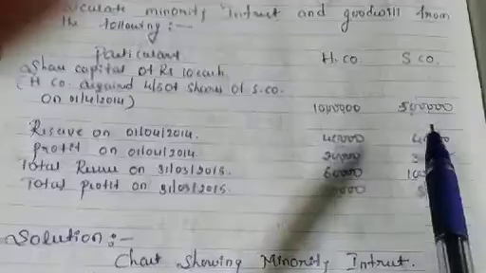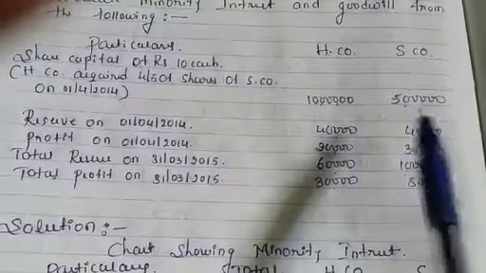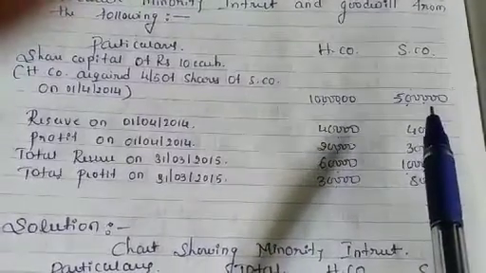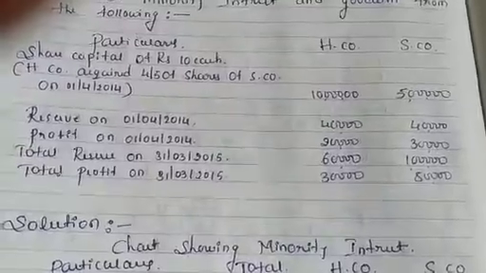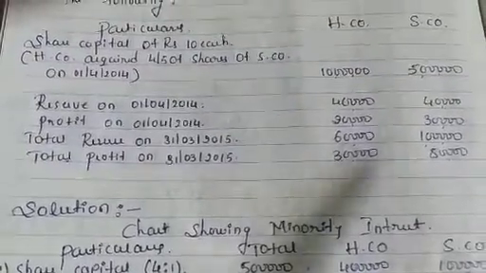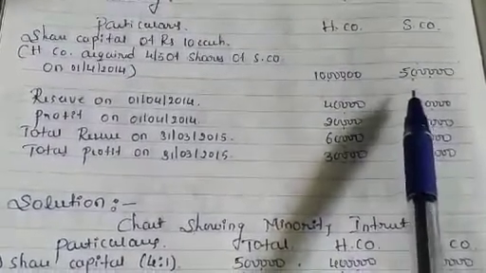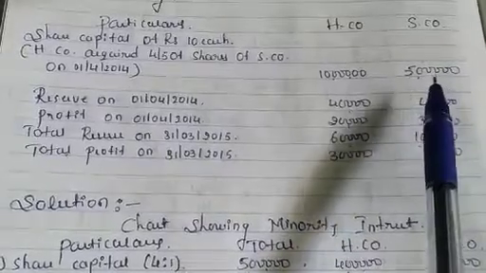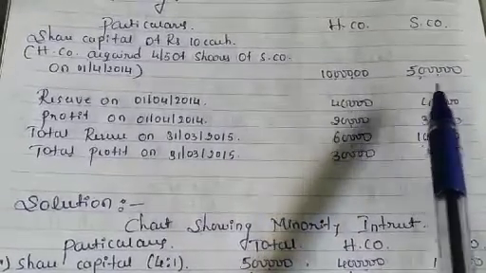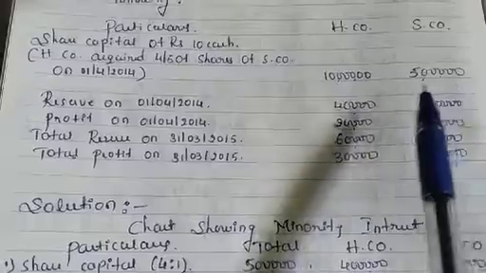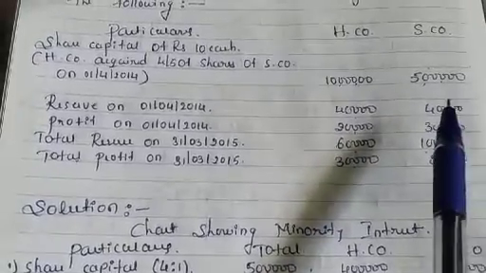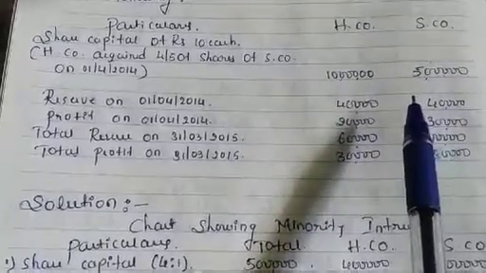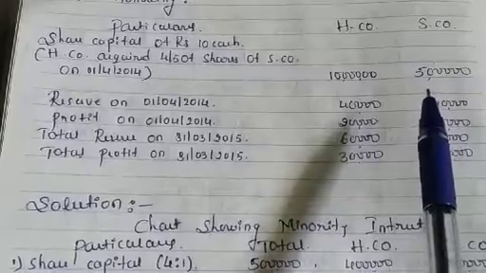It means the total shares of S company Limited is 5 lakh. In that, 4/5 of 5 lakh is 4 lakh. So H company Limited acquired 4 lakh shares. Among the 5 lakh it acquired 4 lakh, and the remaining 1 lakh belongs to the subsidiary company.